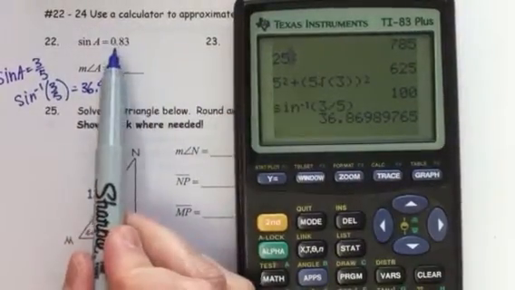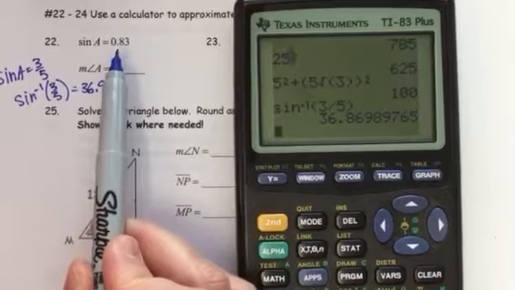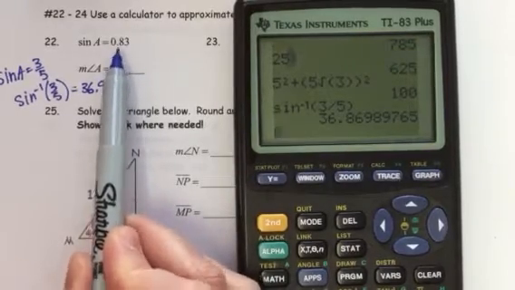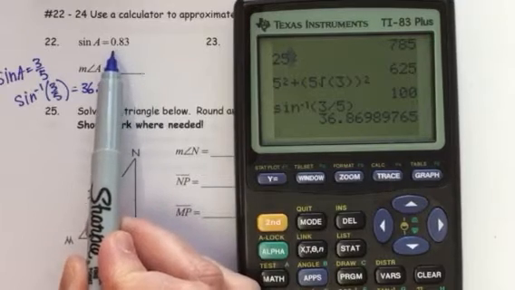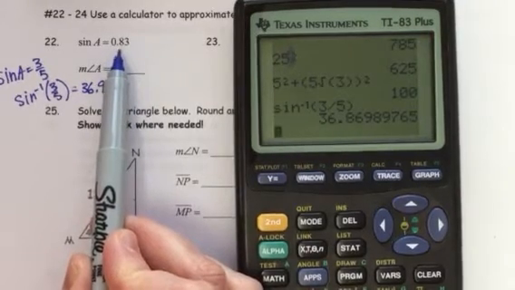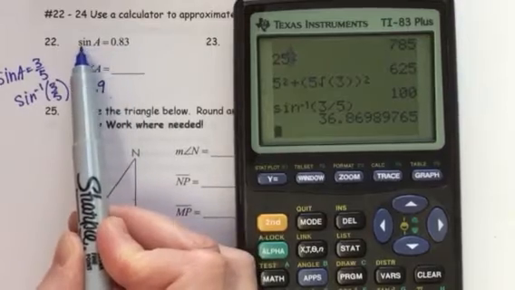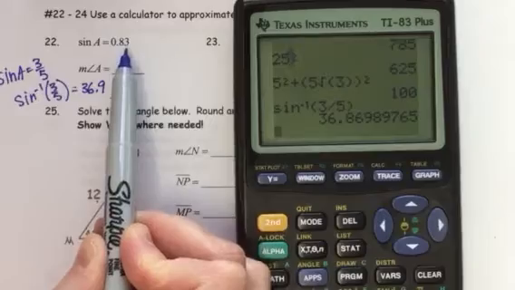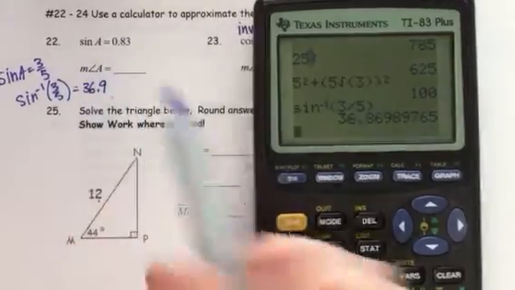Okay, like I say, they've already put it in a decimal from a fraction. So all we have to do, it's actually quite easy. We're gonna take sine inverse of 0.83. How do we know we're using sine? Because they told us sine from the beginning, that sine is this, and they want an angle measure, so we're going to use sine inverse.